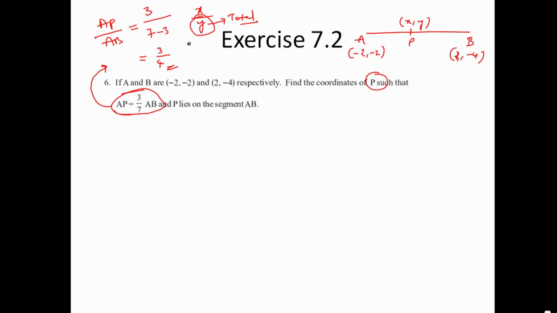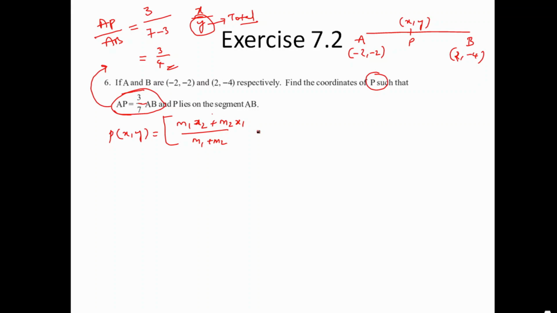So let's find the value of P here. That's x comma y equals, I'm using the same formula, m1 into x2 plus m2 into x1 by m1 plus m2. Okay.